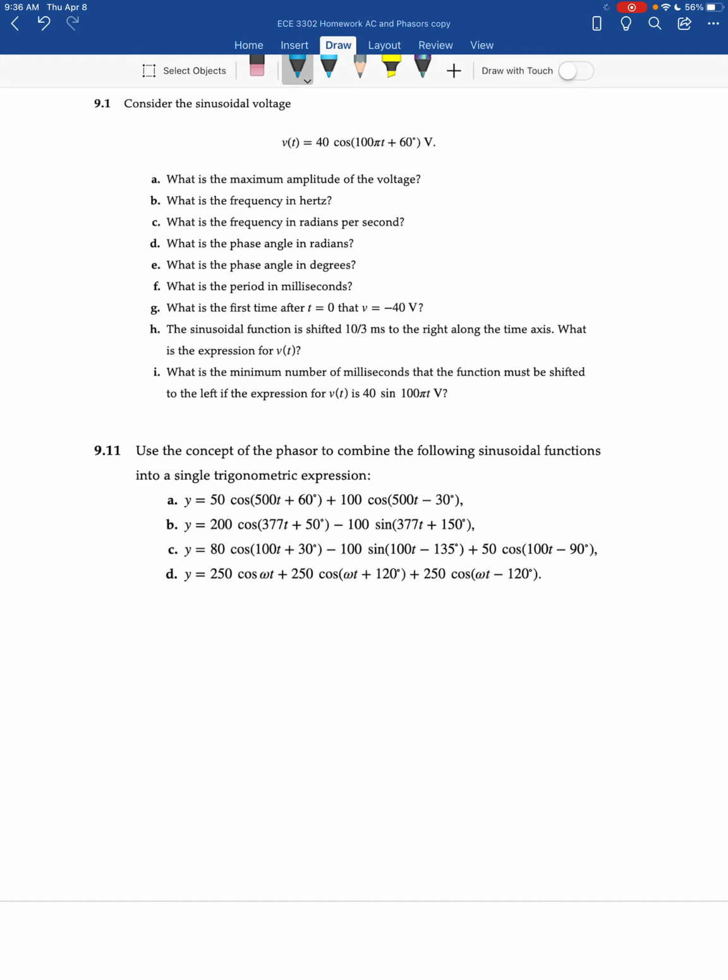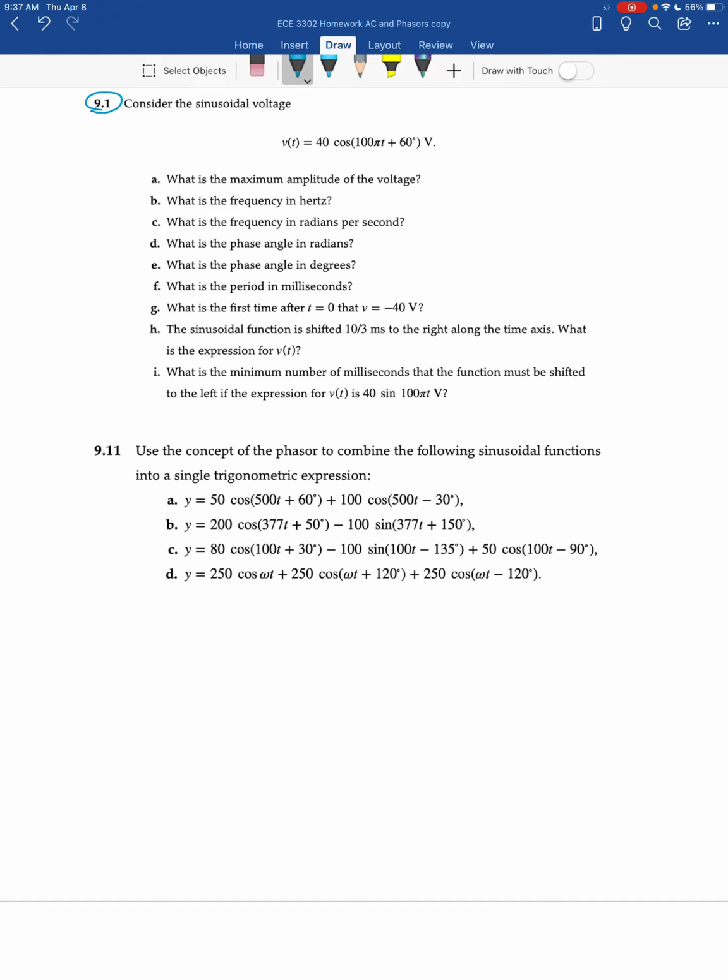So the purpose of this lecture is to go over a couple of the homework problems that you'll be responsible for knowing about on the exam 5. So this is your homework assignment on AC and phasors, and we're going to start by looking at problem 9.1.